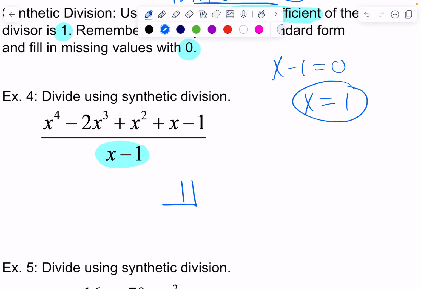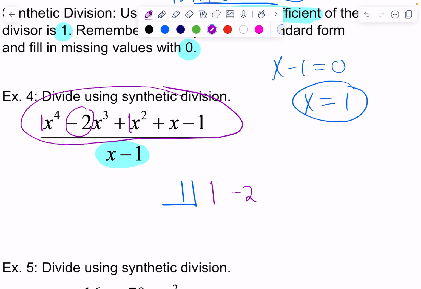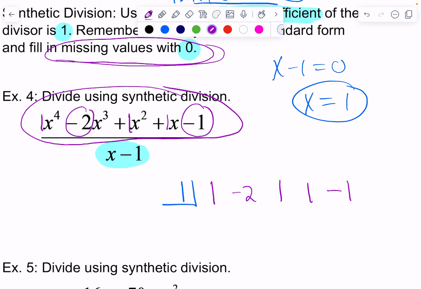And now I'm going to write all of the coefficients of my numerator. Remember that coefficients are the numbers being multiplied to the variable. So there's a 1 for the x to the 4th, a negative 2 for the x cubed, a 1 for the x squared, a 1 for the x, and I have a constant of negative 1. I wasn't missing any exponents, so I didn't have to fill in any missing values with 0.